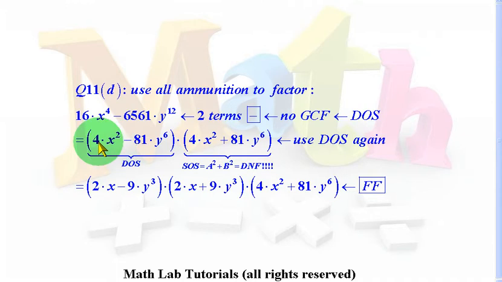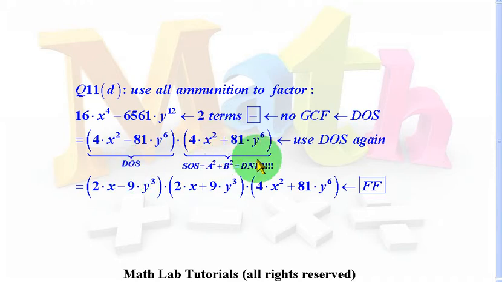Now, if you examine the first factor over here, 4 is a perfect square, 81 is a perfect square, x squared is a perfect square, and so is y to the power 6. So we have another DOS on our hands over here. On the other hand, these are all perfect squares as well, except we have a plus sign, so we have a sum of squares. A sum of squares has the form a squared plus b squared, and it's always a DNF. DNF means does not factor. So don't bother trying to factor the SOS, which is sum of squares, but we can factor the DOS, which is a difference of squares.